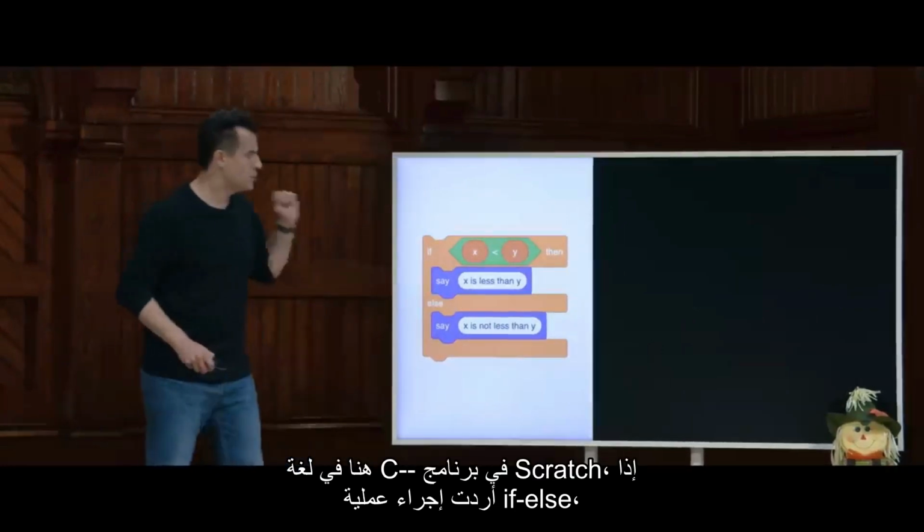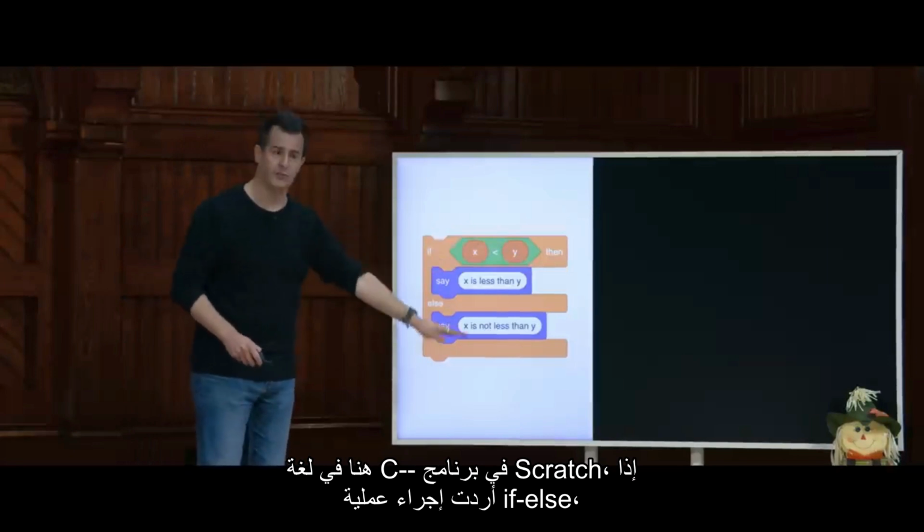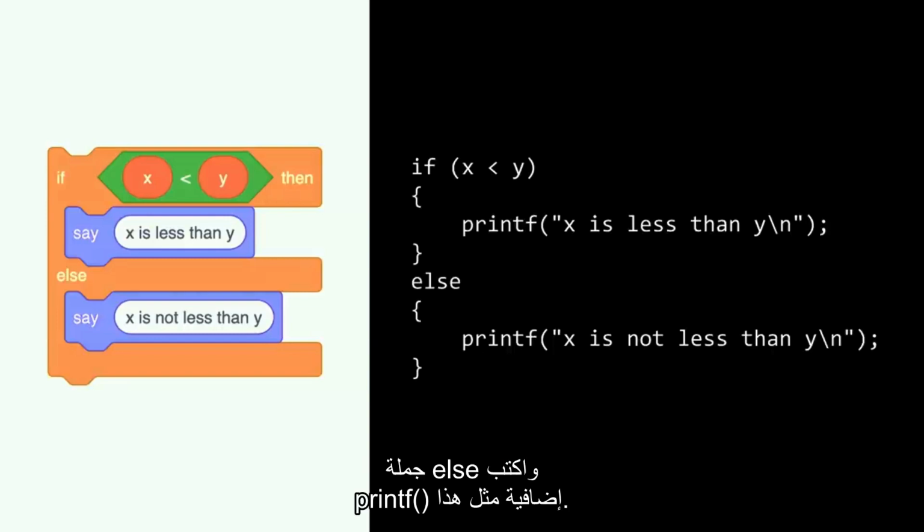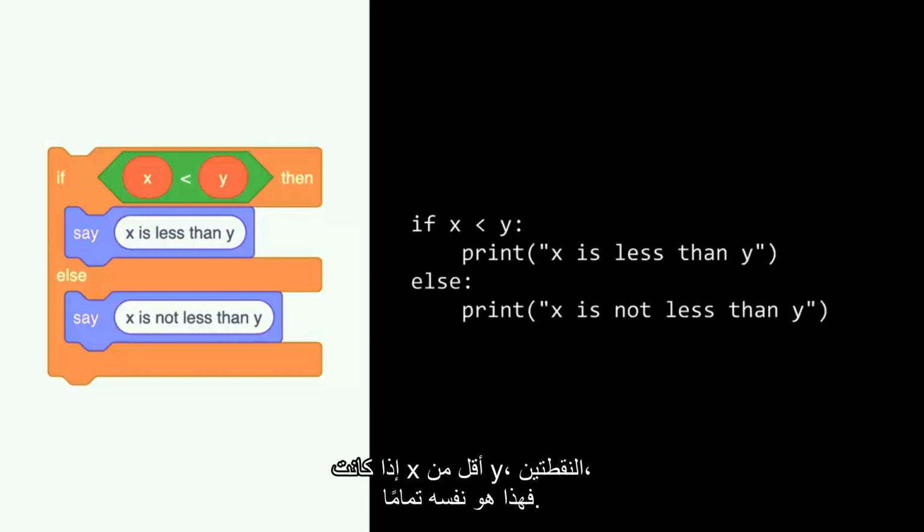Here in C, in Scratch, if you wanted to do an if-else, like we did back in week 0, in C, it's very similar to the if, except you add the else clause and write out an additional printf like this. In Python, we can tighten this up. If x less than y, colon, that's exactly the same. First line's the same. All we're doing now is adding an else and the second print line here.